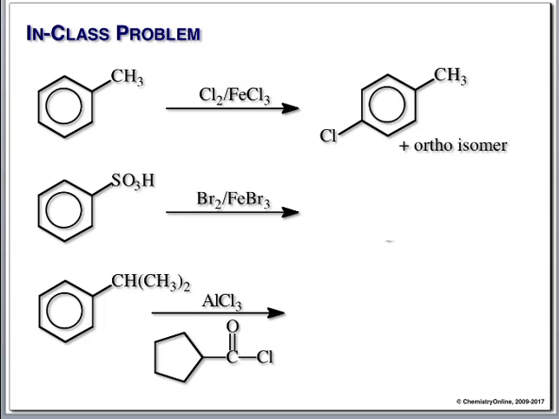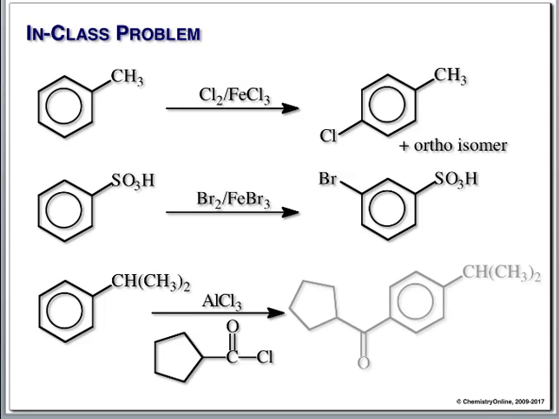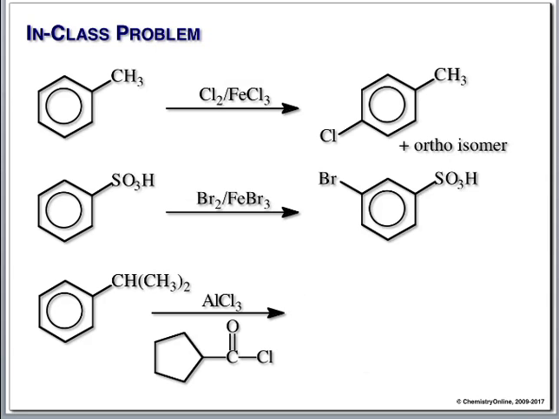Here we have isopropyl benzene. The isopropyl group is electron donating, just like a methyl is. So this is going to direct ortho and para to itself.